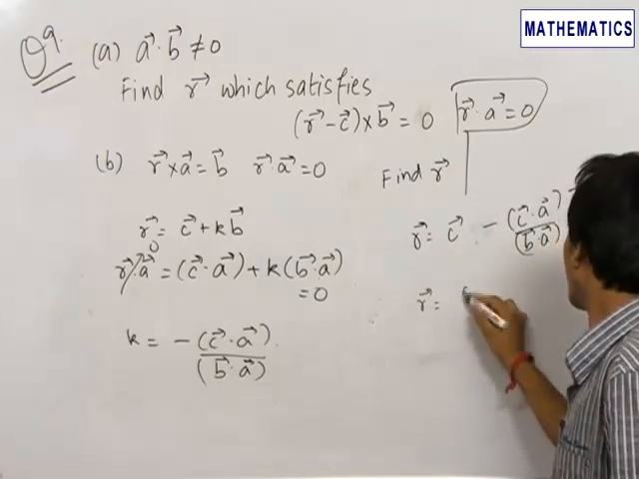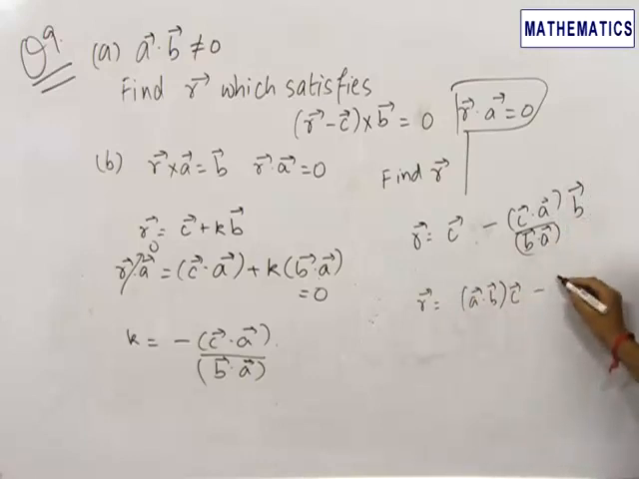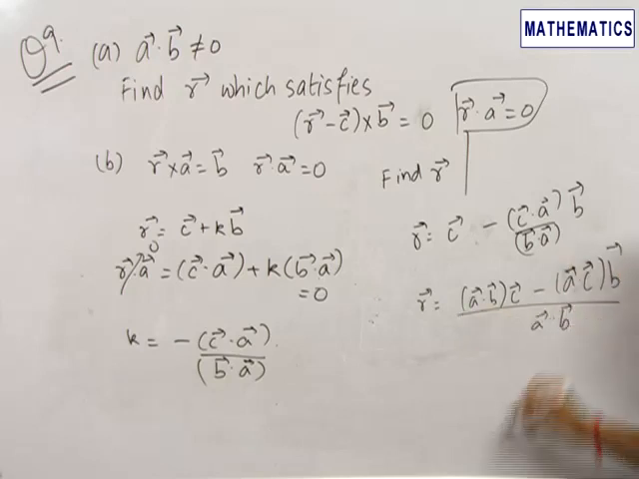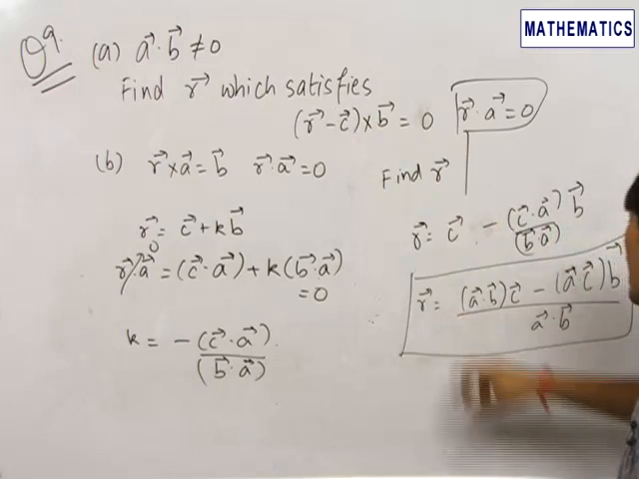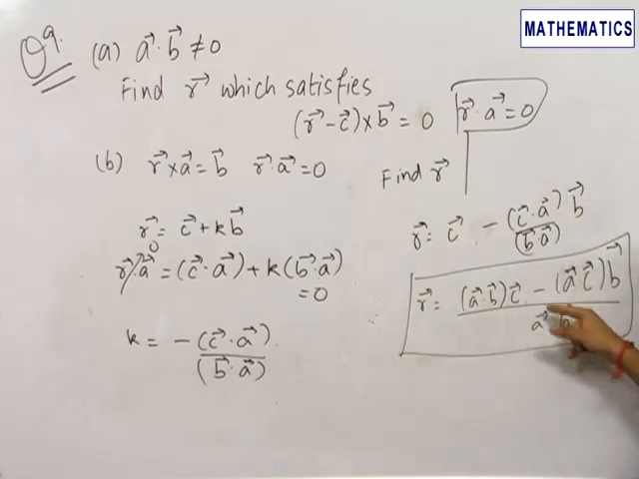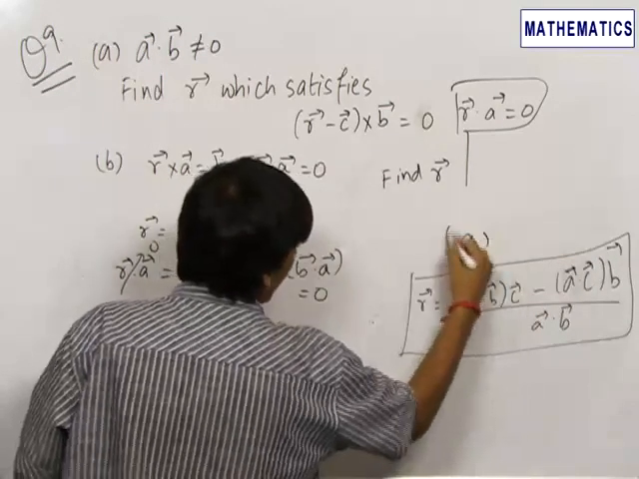R vector is equal to A dot B times C vector minus C dot A, or rather A dot C, it's the same thing, times B vector upon A vector dot B vector. So we get the answer for our first part for R vector as A vector dot B vector into C vector minus A vector dot C vector into B vector. This is not cross product. This is a scalar which is being multiplied to a vector over here, upon A vector dot B vector. Now let us solve for the B part. This is our answer for the A part. Let us solve for the B part.